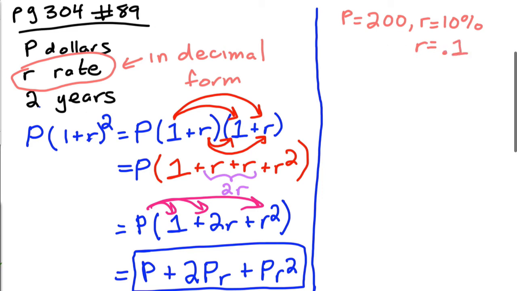And if you don't remember how to go from percentage to decimal, you take the decimal and move it over to the left 2 spots. So that's why it's 0.1 or 0.10. That would be the same thing. We'll put it 0.10 just for clarity.